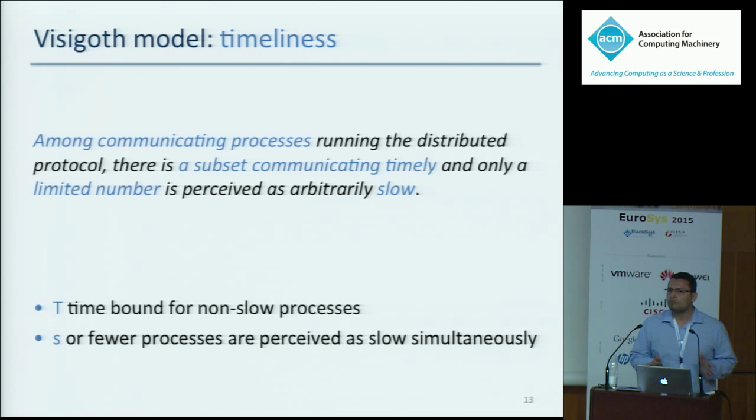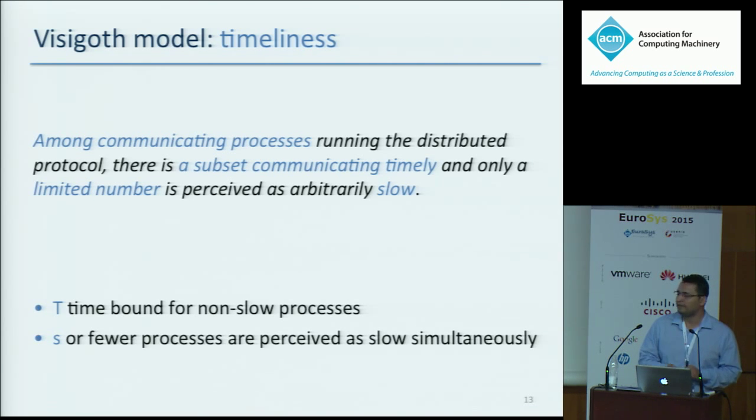We know that the network is asynchronous. It can delay, reorder, and drop messages. However, in data centers, there are a number of technologies that enable predictability in performance, and therefore we think it's reasonable to expect that most of the time, messages will be delivered in a timely fashion. So in the Visigoth model, we say that among all the communicating processes, there is a subset of processes that can communicate timely. By timely, we mean that the message should be sent and received within a time bound T. And there is a limited number of processes that can be perceived as slow.